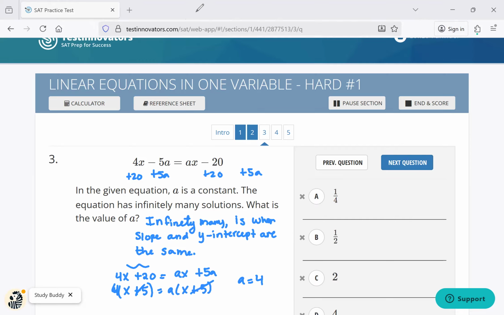Okay. So yeah, infinitely many is when the slope and the y-intercepts are the same. So what I did was I got all the a's on one side and then I factored out this 4. And as you can see, I have an x plus 5 at the same time, so you could ignore that and then just bring down 4 equals a.